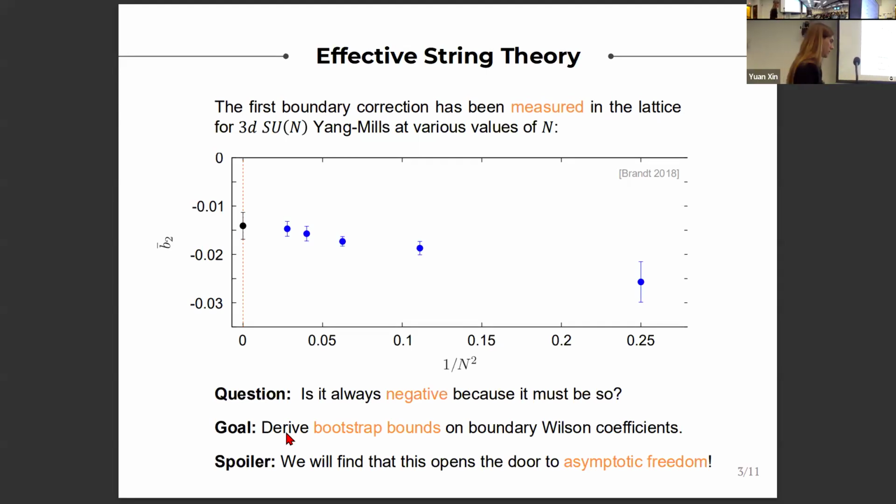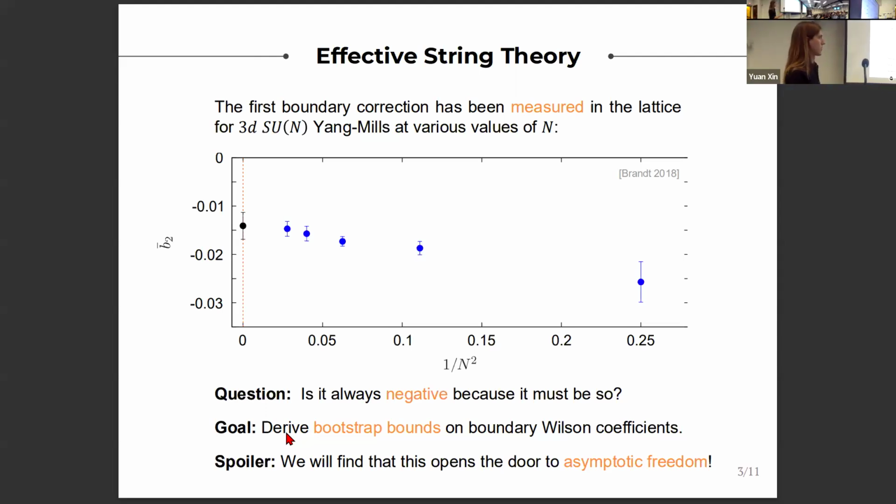So we know from the bulk that whenever we have an EFT, there are many instances where some Wilson coefficients have a definite sign, and that's a consequence of constraints from unitarity and so on. The question is, is a similar thing going on here or not? So what we set out to do with Alexandra was to try to put bootstrap bounds on these boundary Wilson coefficients. So that's what we started thinking about.